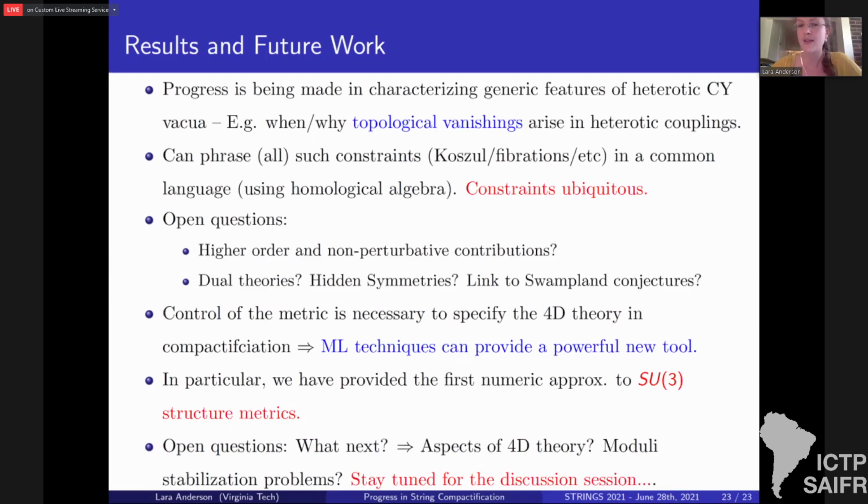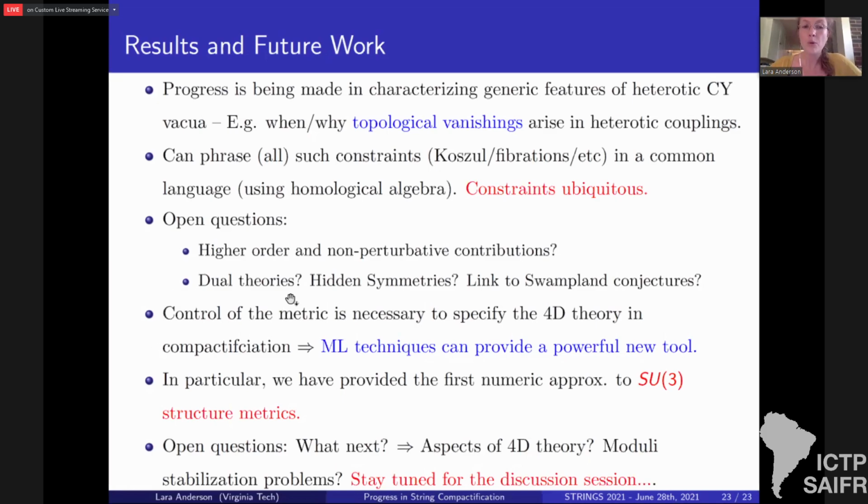Can you apply these same techniques to higher order, to non-perturbative contributions to the superpotential? The answer is we think so in various contexts. That's for the future. You can ask what happens for dual theories, for example, F theory. Can this be described as a hidden symmetry? These vanishings are very similar in spirit, though not in letter, to certain recent swampland conjectures.